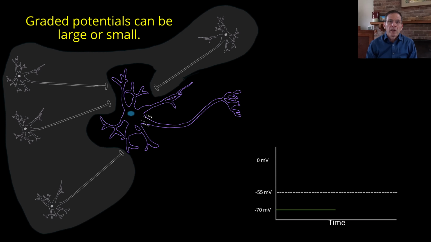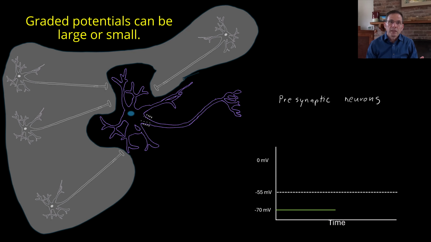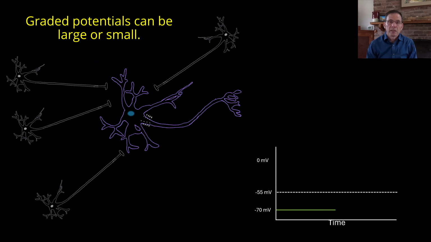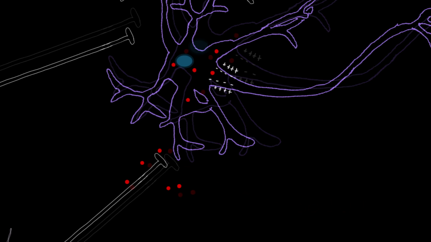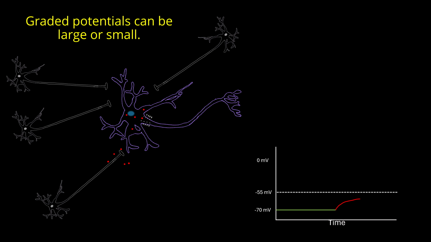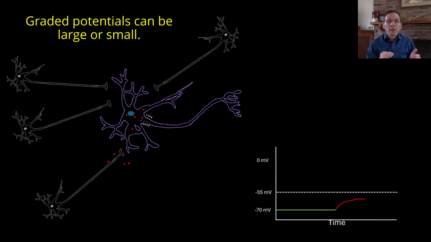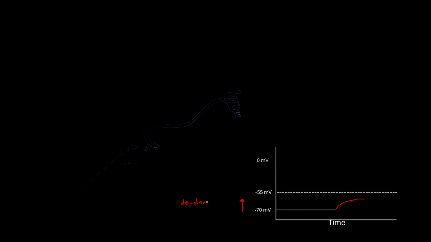In the drawing, the neurons that signal the dendrites are called presynaptic neurons. Imagine the presynaptic neuron releases a chemical that opens sodium channels. Sodium moves into the neuron, some of it diffuses down to the axon hillock, and the positive charge raises the voltage at the axon hillock. Because voltage gets closer to threshold, it makes it more likely that the neuron will fire an action potential. We call this an excitatory graded potential because it activates the neuron.